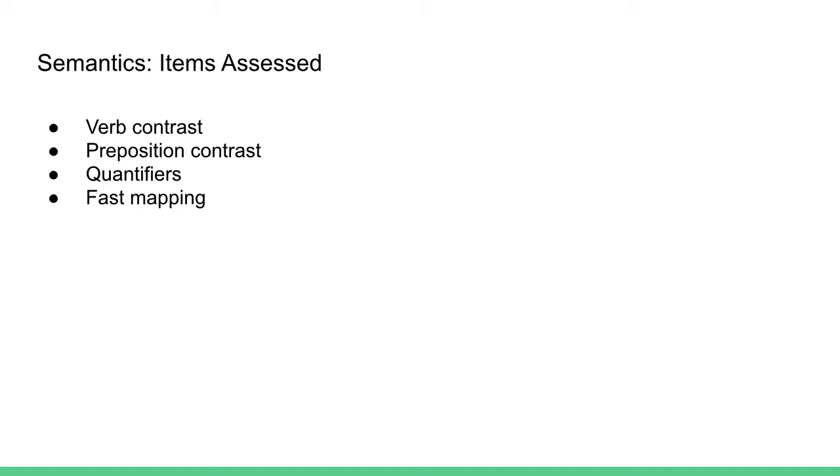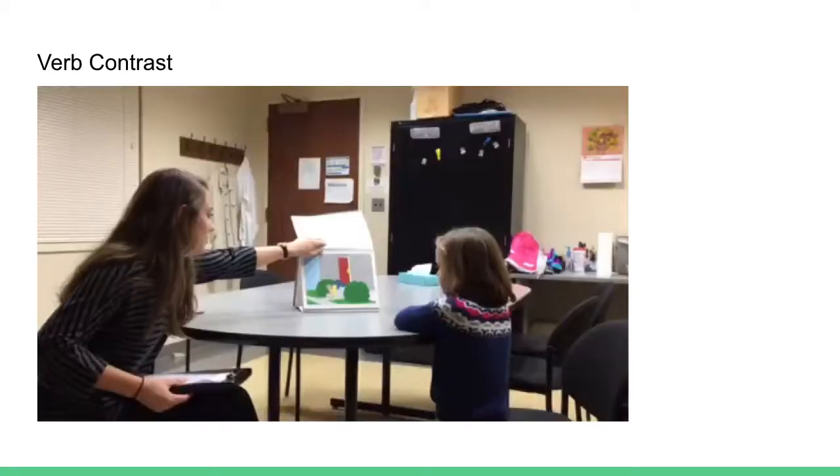The semantics domain assesses verb contrast, preposition contrast, quantifiers, and fast mapping. This subtest was administered to a 6-year-old, and video examples are included in the following slides. The purpose of the verb contrast subsection is to assess the child's understanding of the relationship between verbs of the same meaning type. Here is a small clip that provides an example.